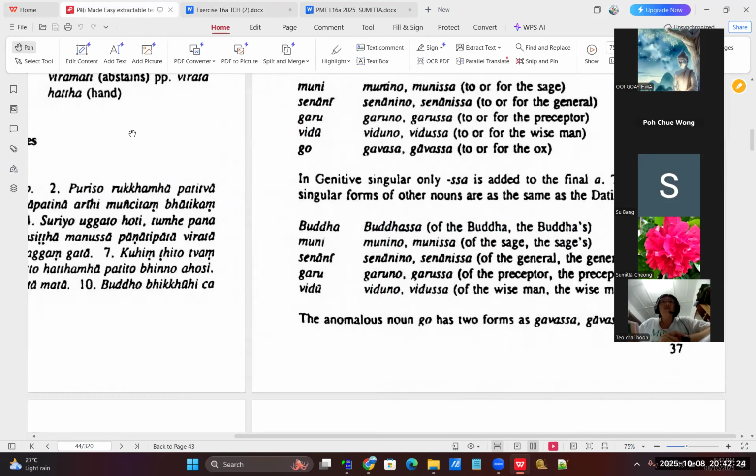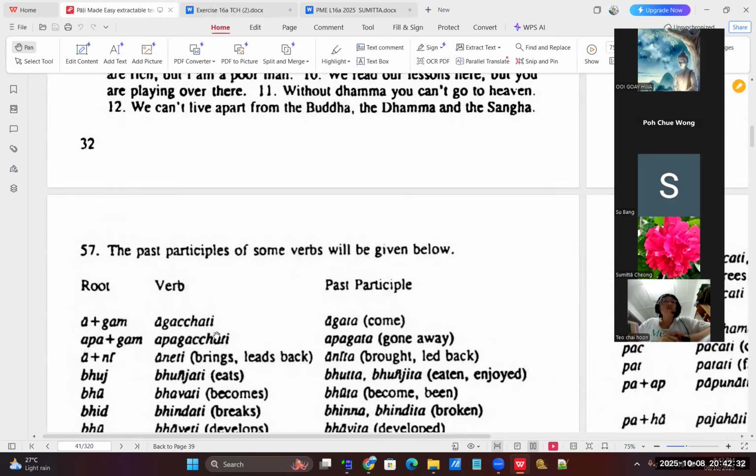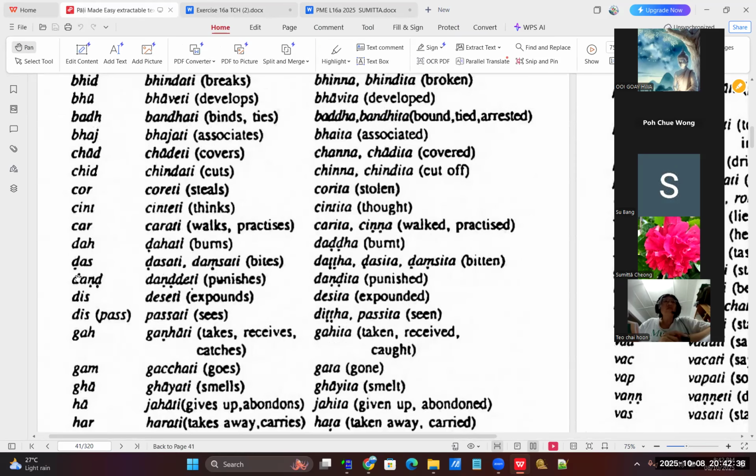I think the Pali Made Easy. Check lesson 15 again. Dasta. Okay, now you can see the root there in Pali Made Easy, right? The past participle, dust. DAS, dust. Do you see the root here? Dust. So dasati or damsati. That's why the past participle can be dasita, DAS. All right? Okay, dust. So you can show this root dust.